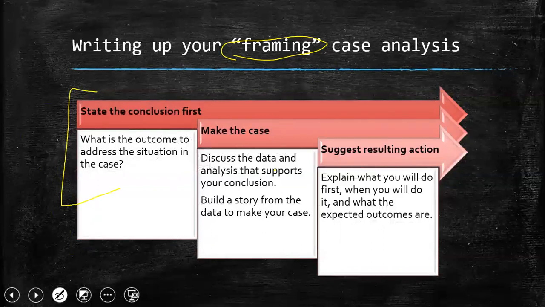So state the conclusion first, and then you want to make the case. Discuss the data and the analysis that supports your conclusion. So what evidence have you found, qualitative or quantitative, either that was explicitly present in the case, or that you did a little further analysis, either by coding or describing or some manipulation of the data in order to understand the situation a little further? And how does that evidence support your conclusion? Then you want to build a story from the data to make your case.